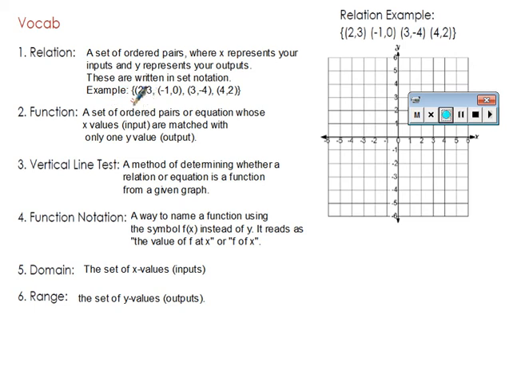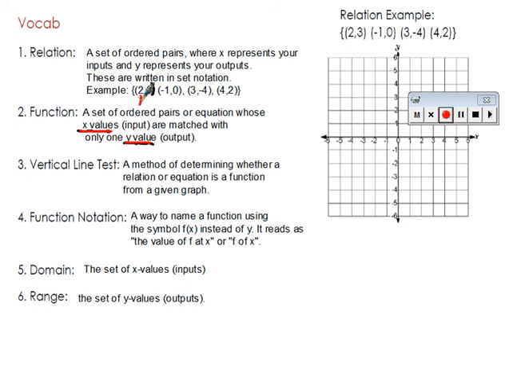Set notation starts with squiggly brackets, and we will have parentheses around each set of ordered pairs, and then we will close the squiggly brackets. A function is a set of ordered pairs or equation whose x values, inputs, are matched with only one y value. Every relation has a chance to be a function, but in order for a relation to be a function, we must have x values matched with only one y value, only one output.